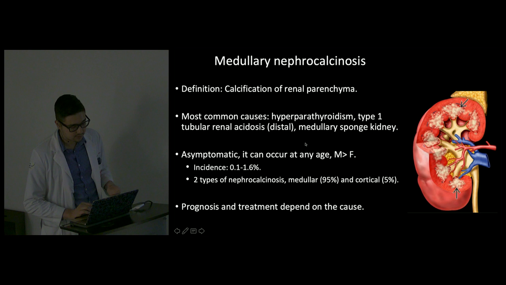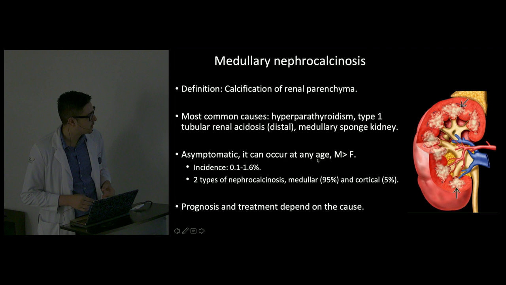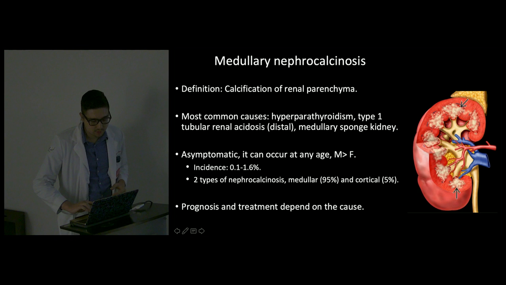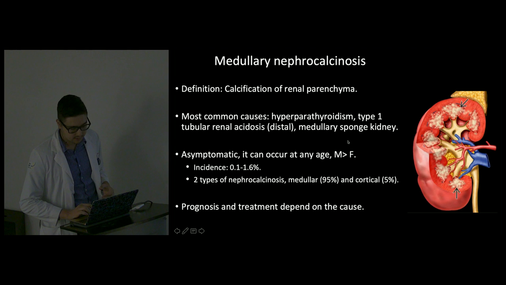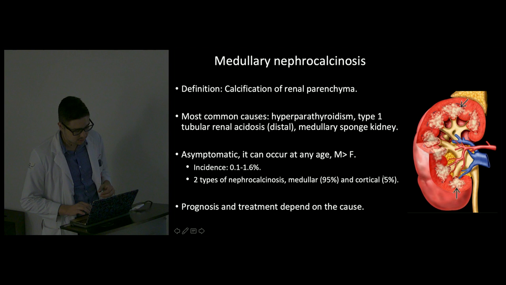This pathology is asymptomatic. The age of presentation can be any age, but it's more frequent in males. The incidence is pretty rare, from 0.1 to 1.6%. And there are two types of nephrocalcinosis, the medullary and the cortical. In this case, we saw the medullary, which is the most common, but there's also the cortical nephrocalcinosis that happens in other pathologies.